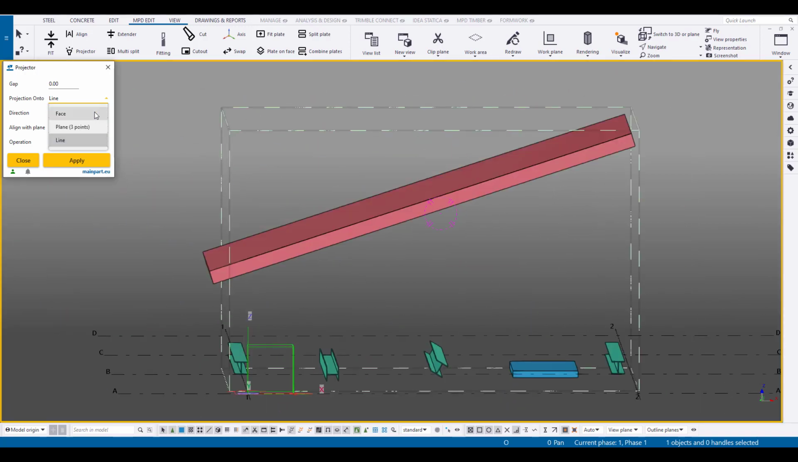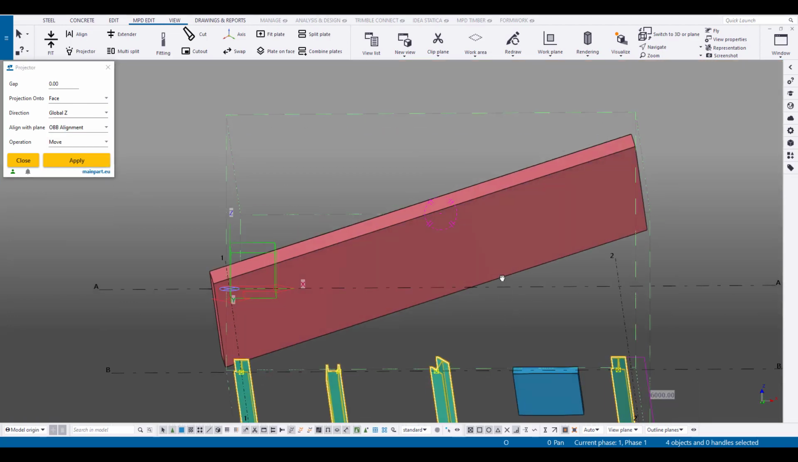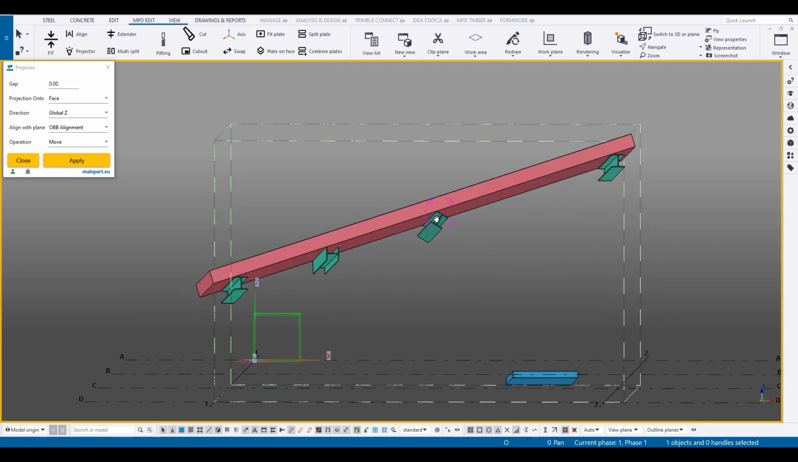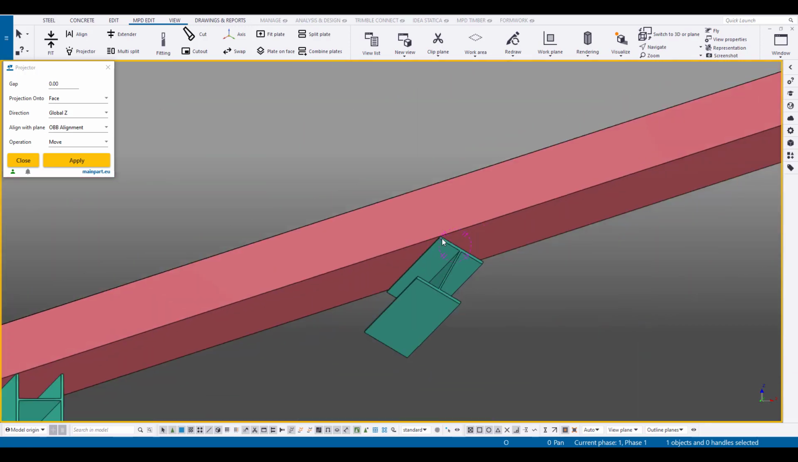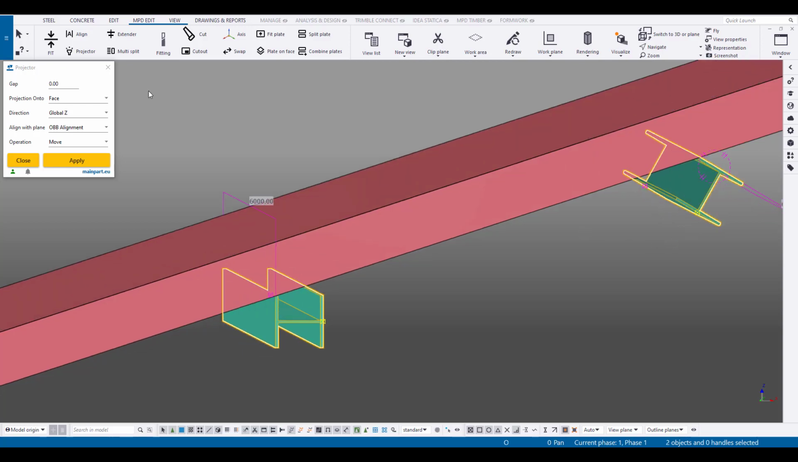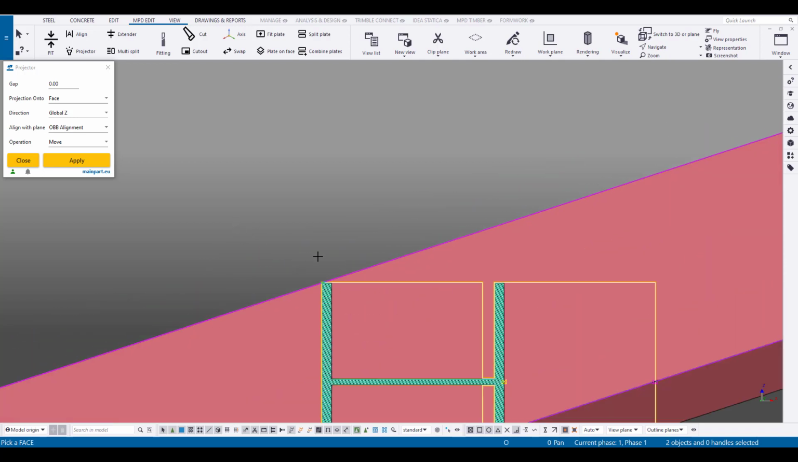OBB alignment. This projection method for beams considers the parameters of the oriented bounding box, OBB. Unlike previous methods focused on projecting the reference line of the beam defined by its start and end points, this approach uses the edge or face of the beam closest to the plane for projection. This allows for more accurately considering the actual shape and position of the beam in space, avoiding collisions between the projection plane and the beam.